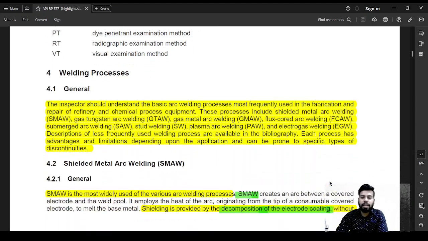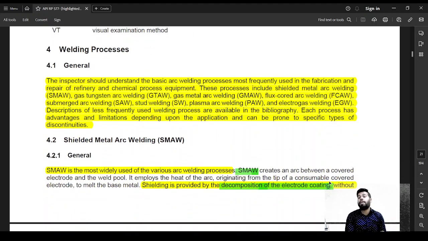So the inspector should understand the basic arc welding processes most frequently used in fabrication and repair of refinery and chemical process equipment. These processes include shielded metal arc welding, that is SMAW, gas tungsten arc welding, that is GTAW, gas metal arc welding, that is GMAW, flux core arc welding, which is like GMAW but slightly different because it also has flux associated there. Then you can have submerged arc welding, stud arc welding, plasma arc welding, electrogas welding. All of these are the most common welding processes that are generally used in repair and alteration or fabrication of equipment.